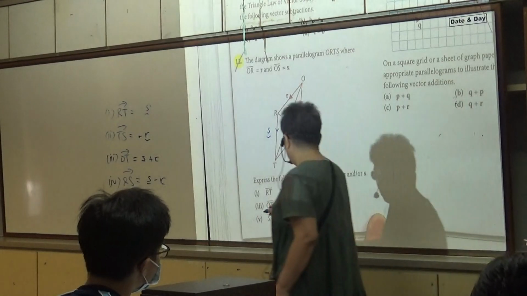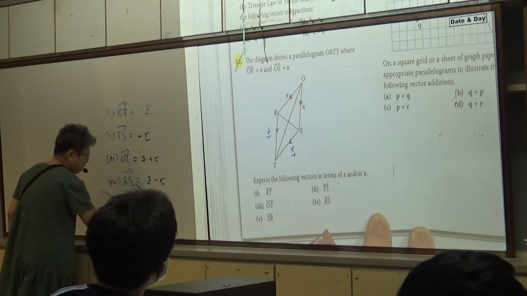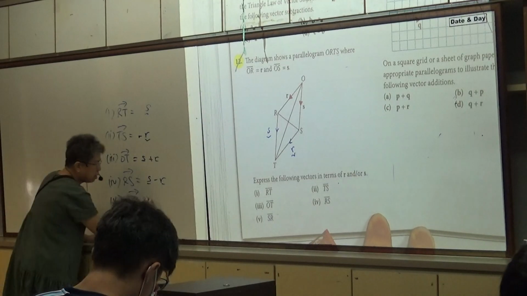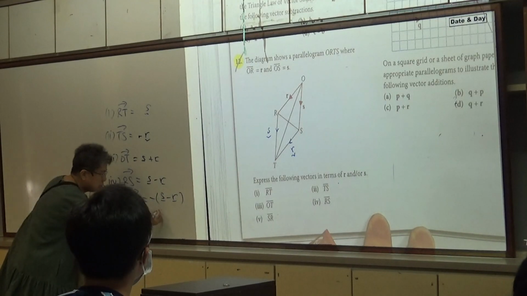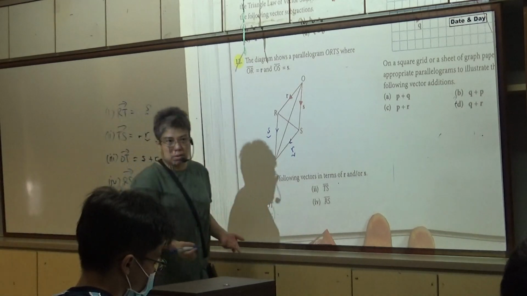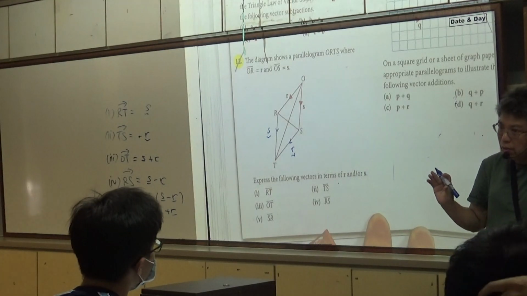Okay, what is SR? Negative. No, actually I don't have to do from here. I can just take from here, right? Correct. So this is negative S plus R, or you can say R minus S, also the same thing. Everybody clear? Okay.